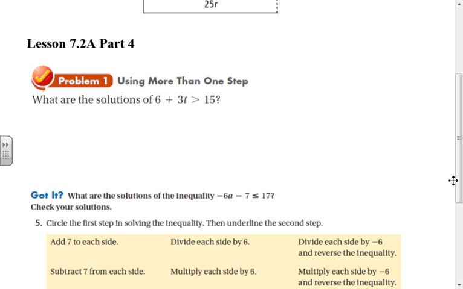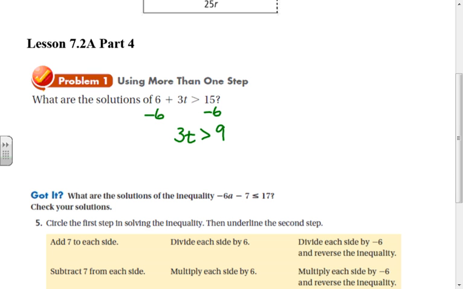And just remember some of the rules. If you multiply or divide by negative, you have to switch the sign. Other than that, you can use the same properties of equality that you do when you're solving an equation. So in this first problem, I'm going to start by subtracting 6 from both sides. And that will not reverse the sign, so I'll leave it the same.